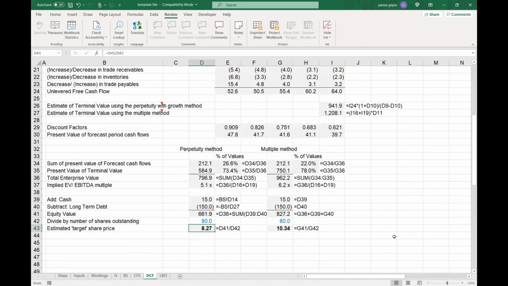There's obviously a lot more we can say, which I'm going to save for another course. But now we're going to move on to our final lesson, which is looking at doing a quick leverage buyout based valuation.